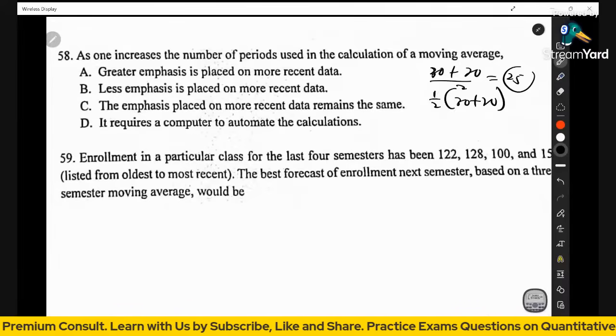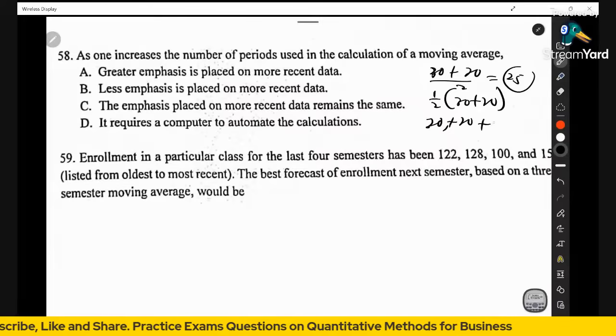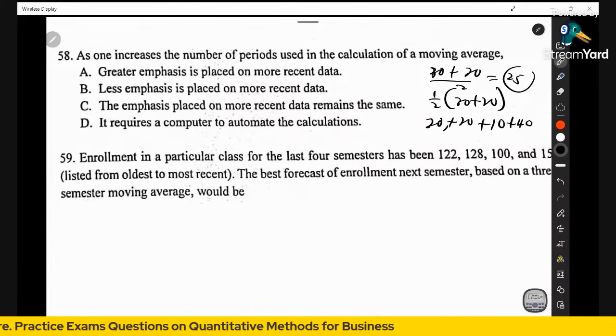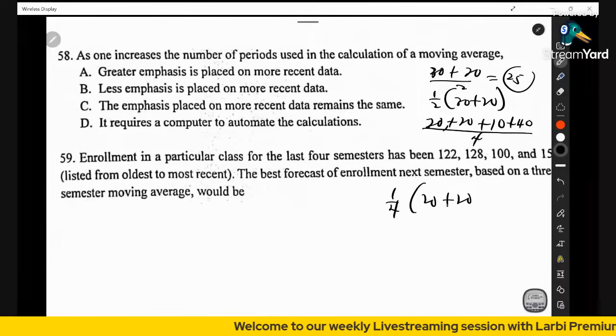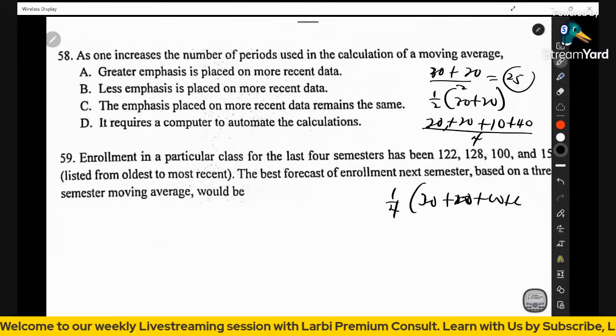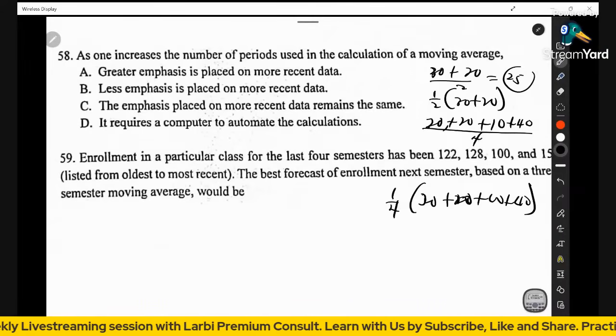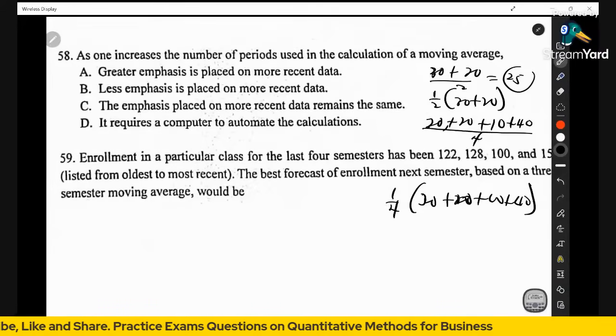But when we have data like 30 plus 20 plus 10 plus 40, how many numbers do you have here? 4, right? So divide by 4. So the weight that we place is going to be 1/4 on each of 30, 20, 10 and 40. So when the number of periods was 2, the weight was 1/2, which is 0.5, which is greater than 1/4, which is 0.25.